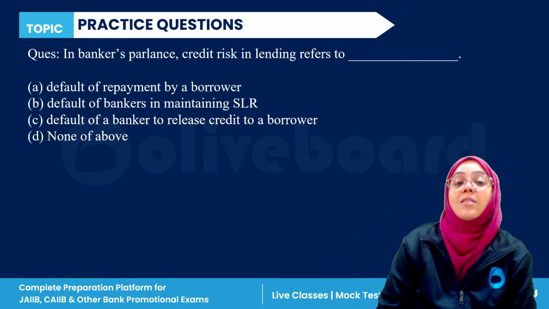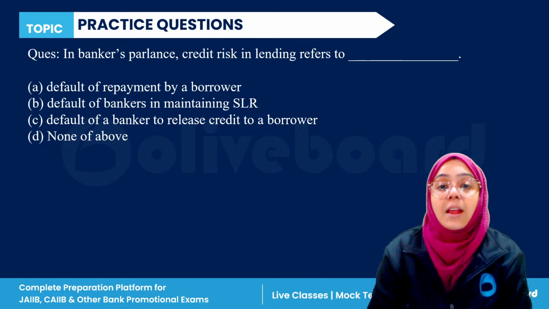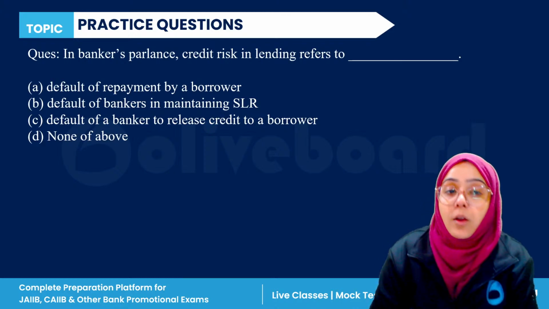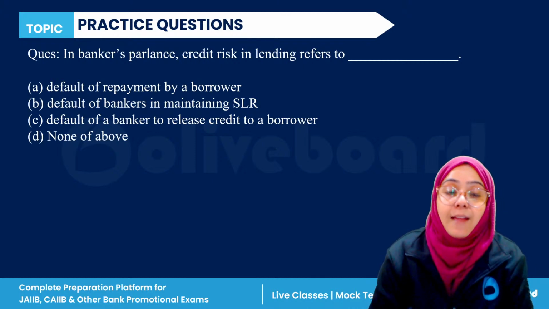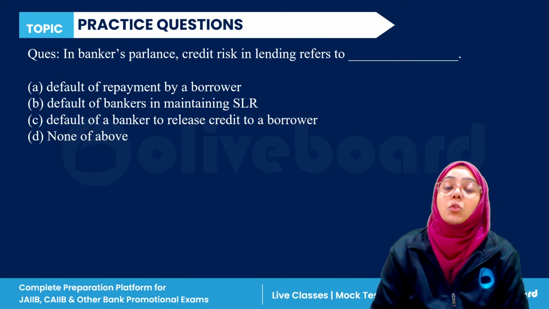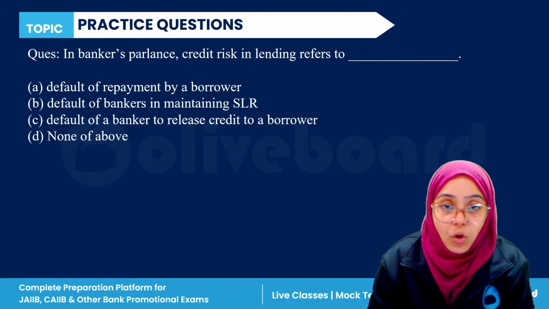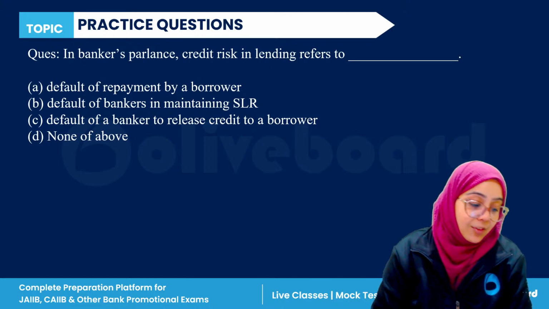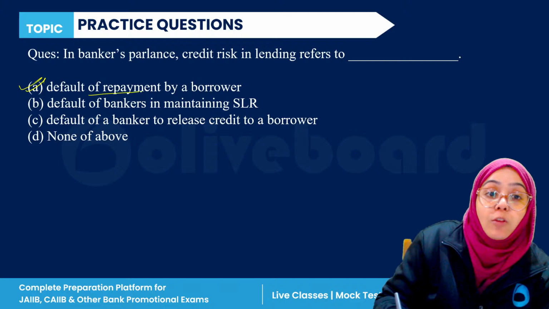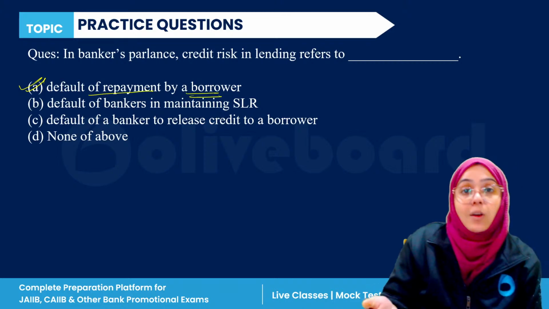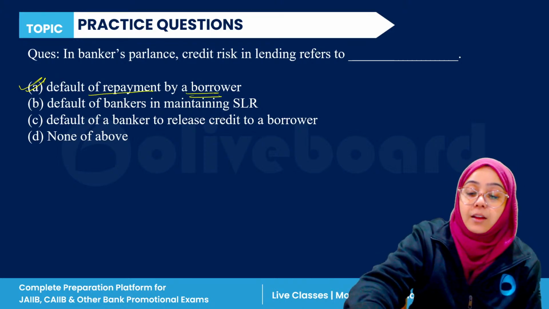So, in bankers' parlance, credit risk in lending actually refers to what? Default of repayment by a borrower, default of bankers in maintaining SLR, default of a banker to release credit to a borrower, or none of the above. The correct answer is A, default of the repayment by the borrower. That is known as credit risk.